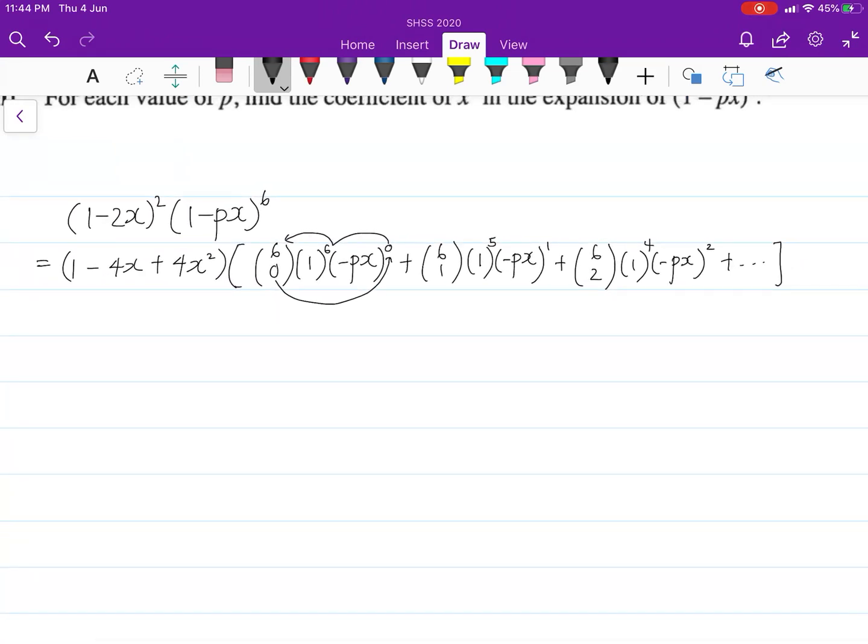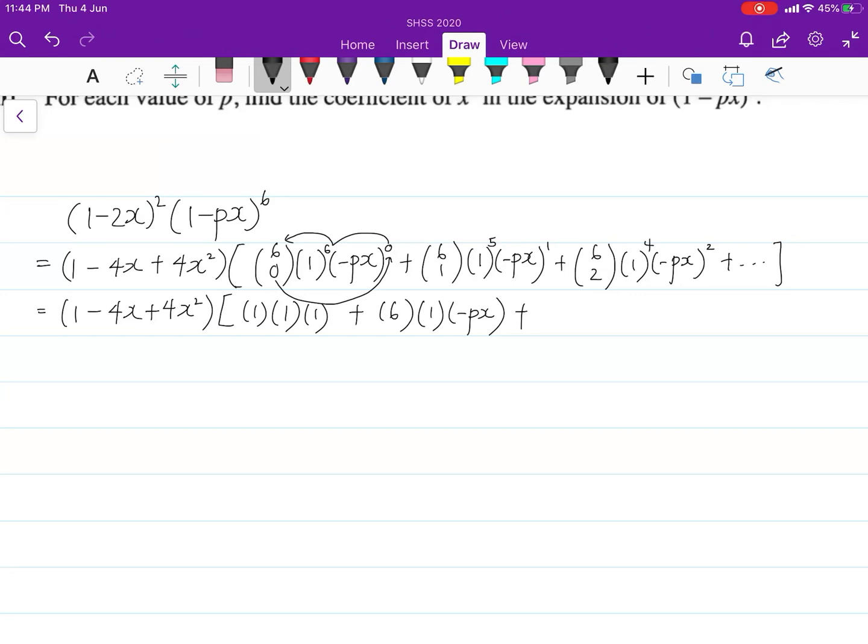And now I'm going to continue. This is 1 minus 4x plus 4x squared. Now, there's nothing I can do here, but I can simplify the first one. Now, 6C0 is 1. 1 times 1 times 1 is 1. Anything to the power of 0 is also 1. Now, let's go to the second term. 6C1 is 6. 1 to the power of 5 is 1. Minus px to the power of 1 is minus px. And I'm done.